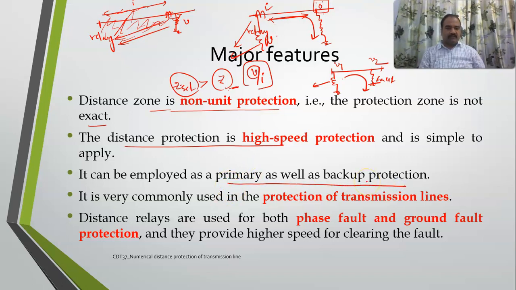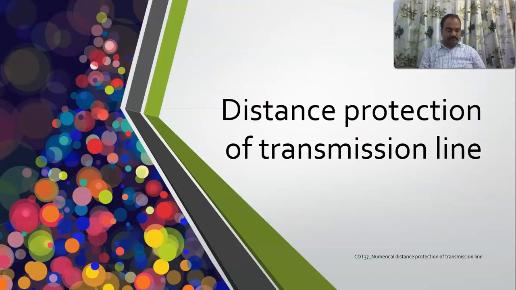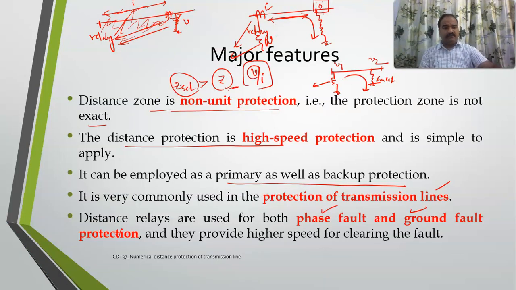So generally, we employ it for elements which spread over a longer distance. In power systems, the longer distance elements are transmission lines. That's why it is widely used for the protection of transmission lines. And normally distance relays are used for both phase fault and ground fault protection. Okay, so this is in general about your distance protection. Now we will see how specifically this can be applied to your transmission.